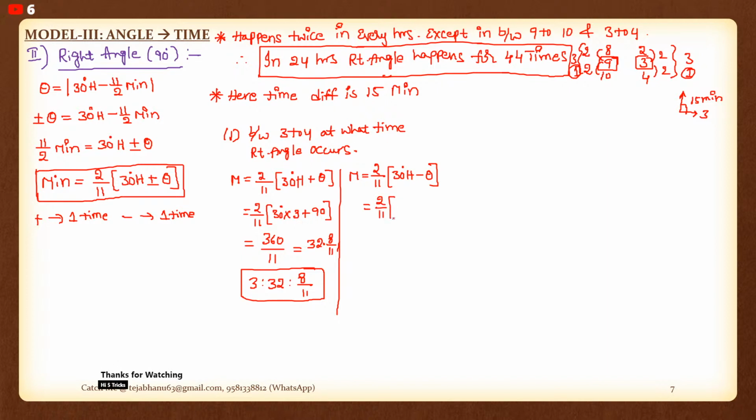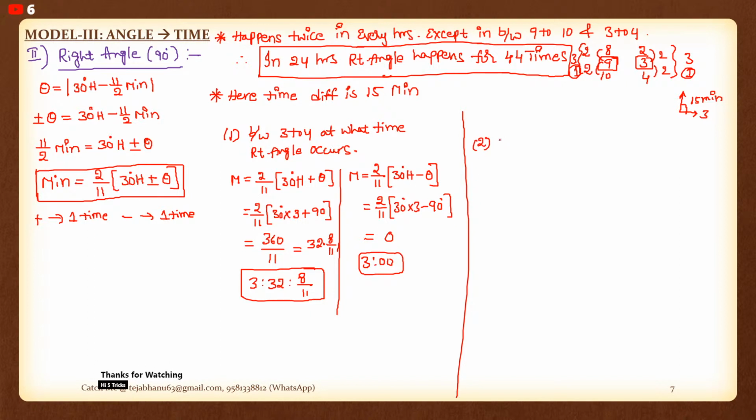Now, 2 by 11 into 30 degrees into 3 minus 90. 90 minus 90 is 0. So minute 0 means at 3 o'clock, one right angle will happen.